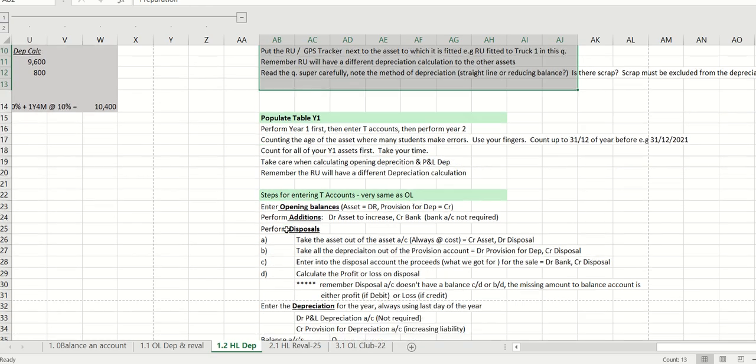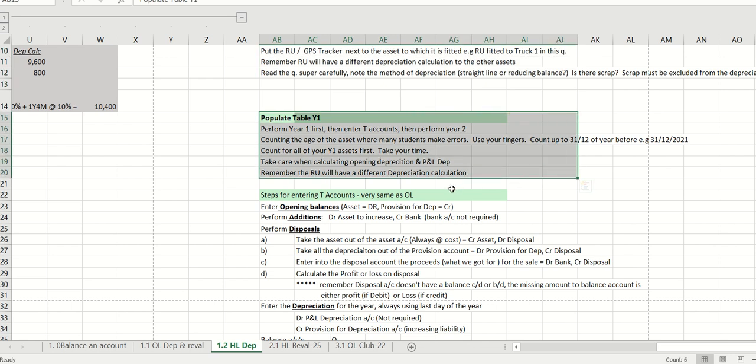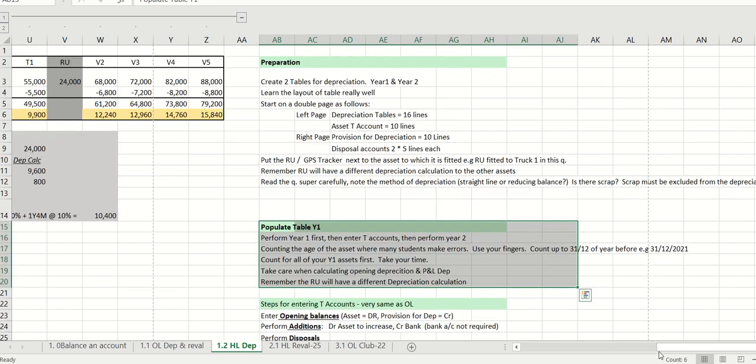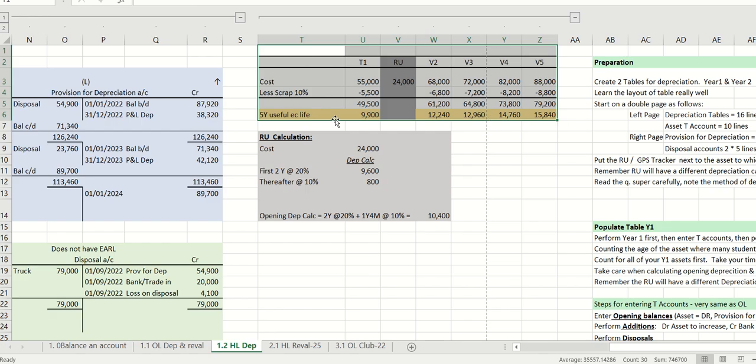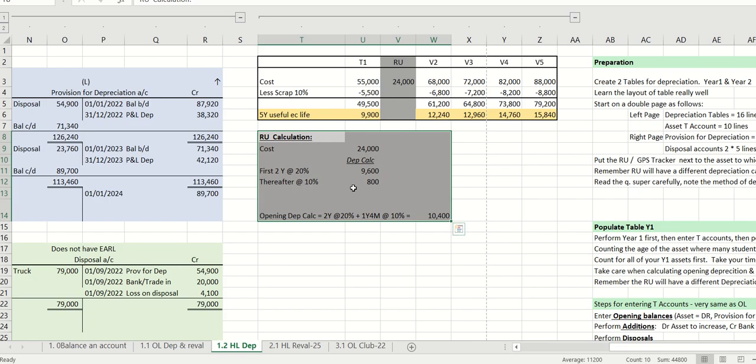The place where you're going to be made and lost is in your table. So be very, very careful with your table. Then read the question very carefully, remembering that this year was super tricky, because they gave us a useful economic life of 5 years and told us there was a scrap value of 10%. So we had to deduct the 10% and then divide by 5 for each of our assets. And the company did not follow that policy. It was doing its own thing. First 2 years at 20, thereafter at 10.